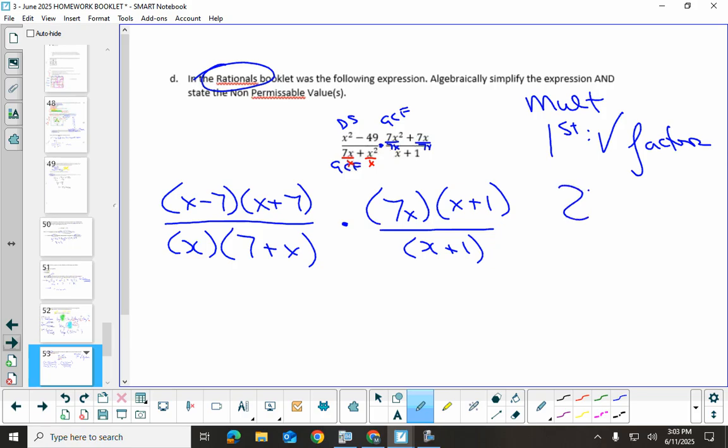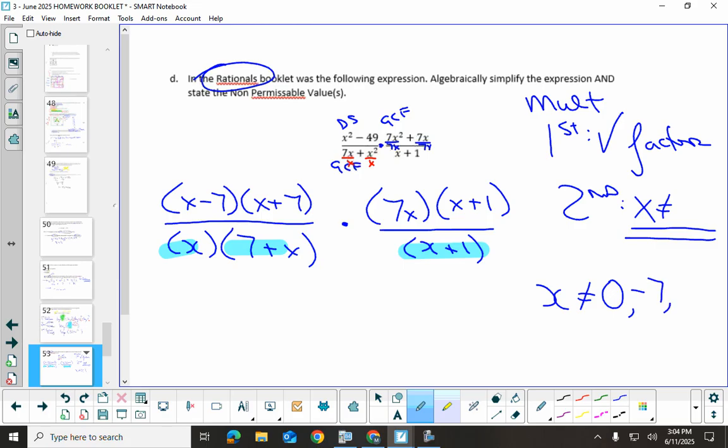Okay, before we start canceling off, do your restrictions. So restrictions are anything in the bottom. So our restrictions are monomial x, so automatically 0, 7 plus negative 7, -1 plus 1. Okay. We can cross off the x plus 1s. What else can we cross off?